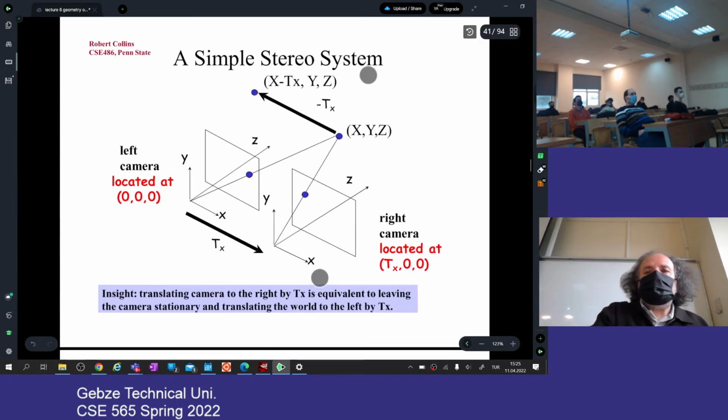So this guy says that for the camera on the right, all the points are kind of x minus tx. Right?